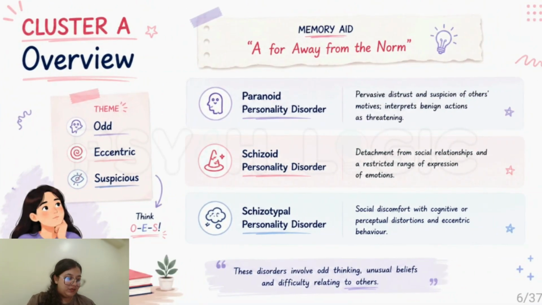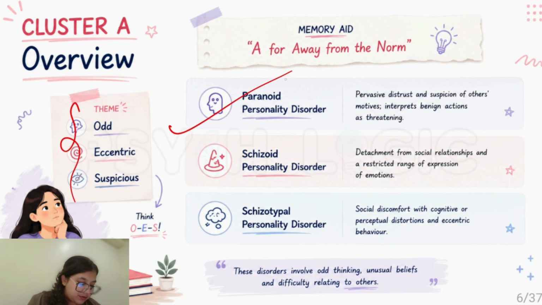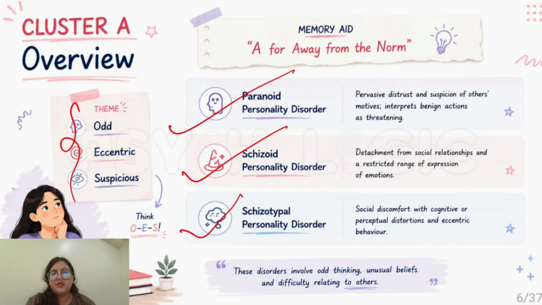Now let's begin with cluster A. Cluster A personality disorder, also known as odd or eccentric or suspicious personality disorder, right? It includes 3 personality disorders: paranoid, schizoid, and schizotypal. At first glance, they all seem very similar because all 3 involve social difficulties. And this is why it is very confusing. So you need to remember the core difference.